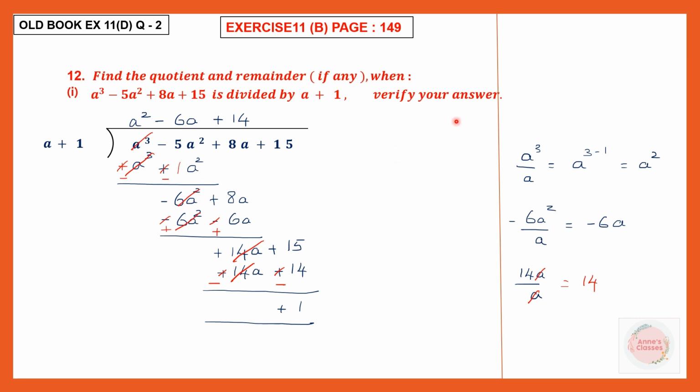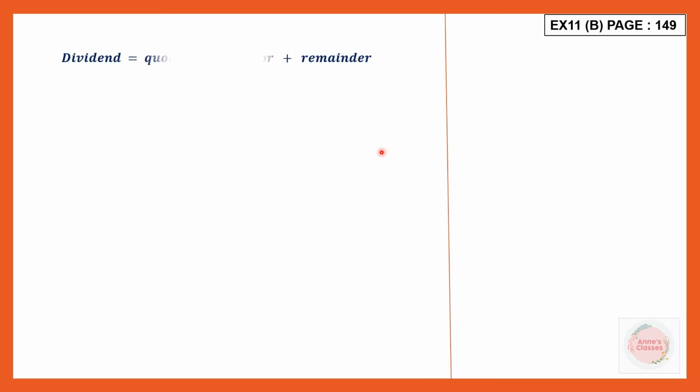Now we have to verify our answer. So there is a particular way to verify the answer. So let's do that. So this is how we verify. Dividend equals quotient into divisor plus remainder. That means you already have the dividend. When you work out this, it should be the same as what is given for the dividend.